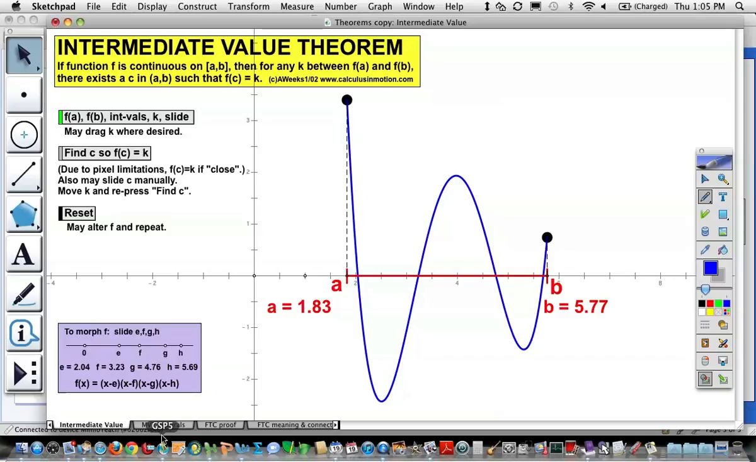There exists a c in the interval (a, b). Now I used an open interval there on (a, b) because we want c to be in between. We don't want c to be at an endpoint. Okay, we want it to be in between a and b. There exists a c in between a and b such that f(c) equals k.